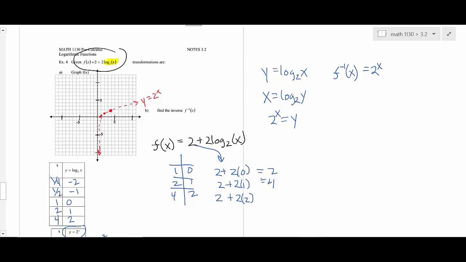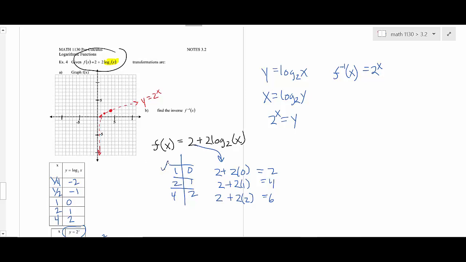Whoops, hold on. Did I just say 2 plus, oh, never mind. 2 plus 4 is 6, right? So we got that. I thought I made a mistake, but I didn't. Okay, so basically what you do is just plot those points, and that will give you the final graph on that. So again, you're multiplying y by 2, and then moving it up 2. That's how the transformations go.